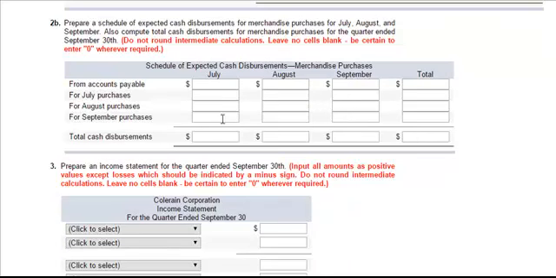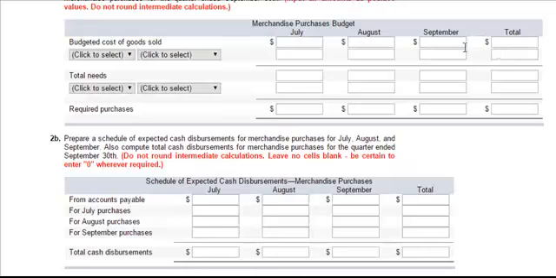Then for the schedule of expected cash disbursements, we'll take the amount of July purchases, whatever this bottom number is for the required purchases. 50% of that we will pay in July in cash. The other 50% we'll pay in August. And we continue on taking the dollar amount of required purchases, putting 50% in the month of purchase as being the amount of cash paid, and the other 50% in the following month.